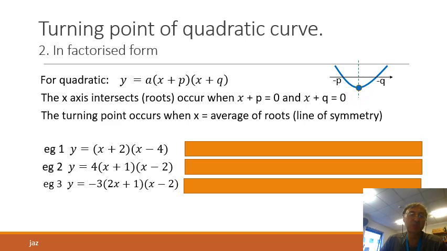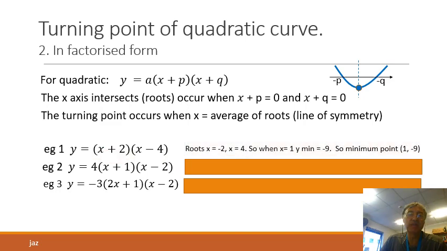So let's look at some examples. If y is (x plus 2)(x minus 4), we can see that x plus 2 is 0 when x is minus 2, x minus 4 is 0 when x is 4, and the average of those two is x equal to 1. And if we substitute x equal to 1 into y equals (x plus 2)(x minus 4), we get (1 plus 2)(1 minus 4), producing the y-coordinate of minus 9. And so the minimum turning point is (1, minus 9).